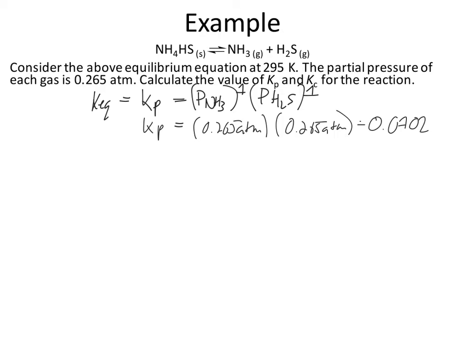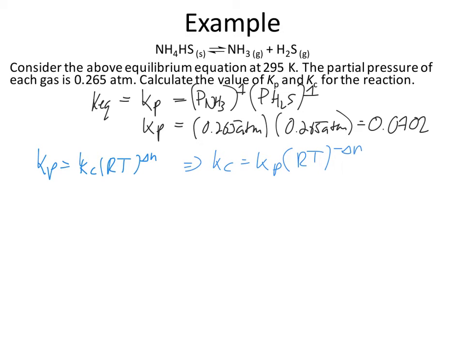But now it's also asking us for Kc. So what is the relationship between Kp and Kc? Well, Kp is equal to Kc times (RT) to the power of delta N. Well, if this is the case, we can actually just swap these out. Both of these are equilibrium expressions. We can just do Kc is equal to Kp times (RT) to the power of negative delta N. Okay, so when we switch out these two terms, the Kp and the Kc, our delta N becomes negative.